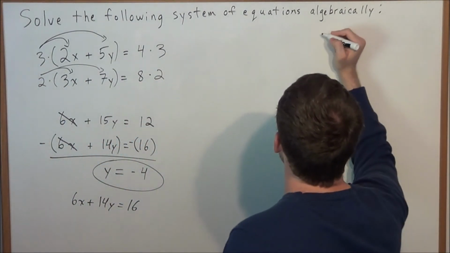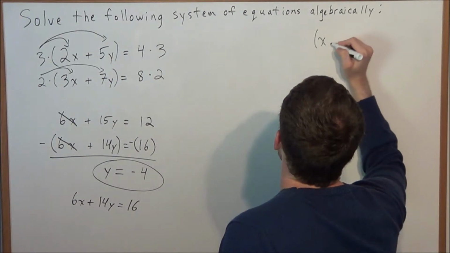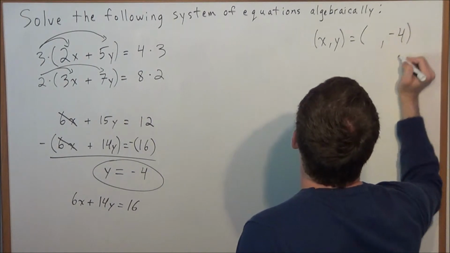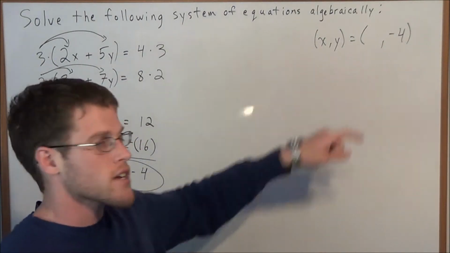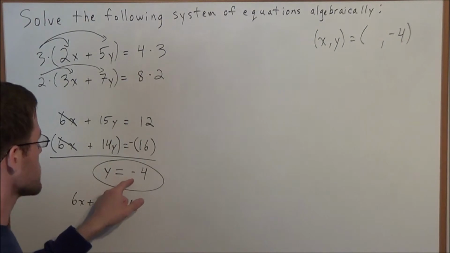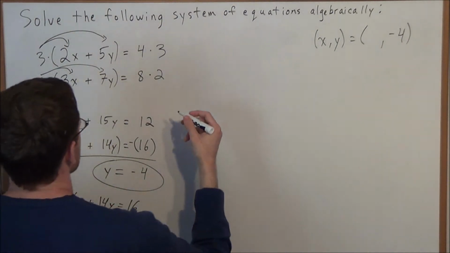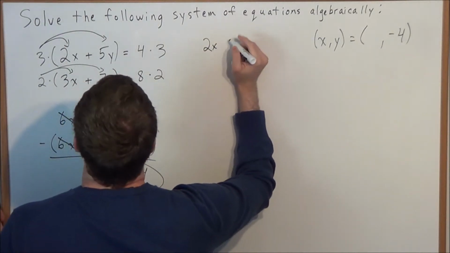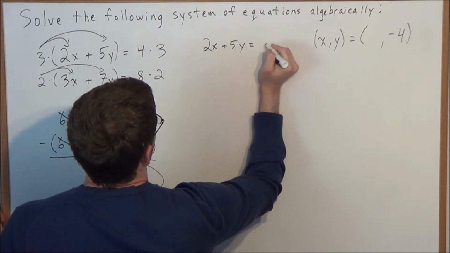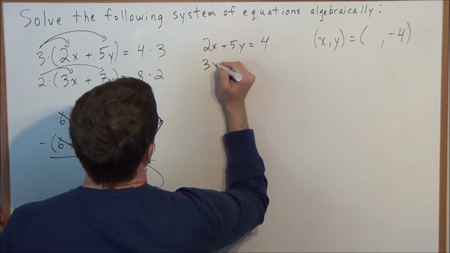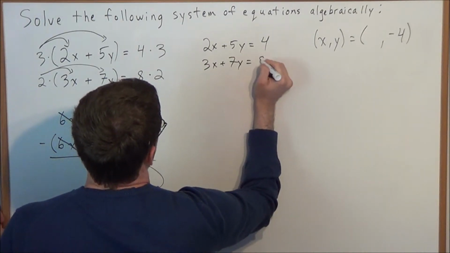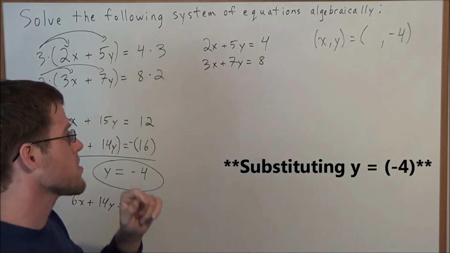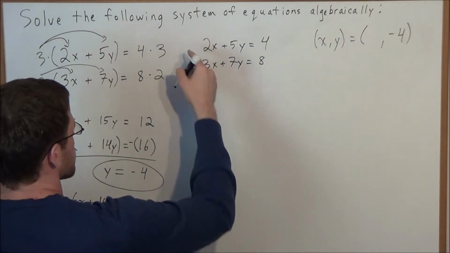But remember, a solution to a system of equations should be in the form x comma y. So right now, even though we have the y part of the solution, we still need to find the x part of the solution. So using y equals negative 4, we could substitute back into the system to find the corresponding x value. So remember, the original system was 2x plus 5y equals 4, and we also had 3x plus 7y equals 8. Substituting y equals negative 4, you could pick any one of these equations, they'll give you the same x value. So let's say we start with the top equation.